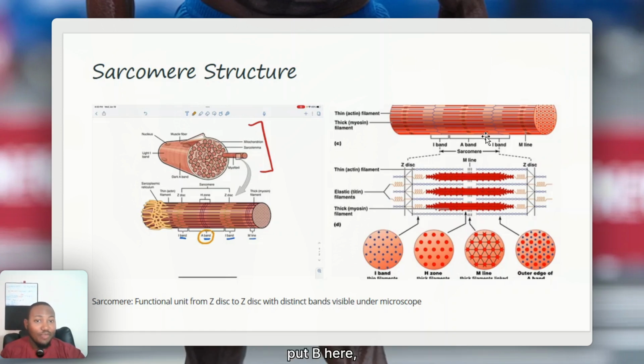They'll put A here, put B here, put C here. And they ask you, what is it? You should be able to know which one is light band, I band, A band, line, H zone, sarcomere, actin, and even myosin. All right?